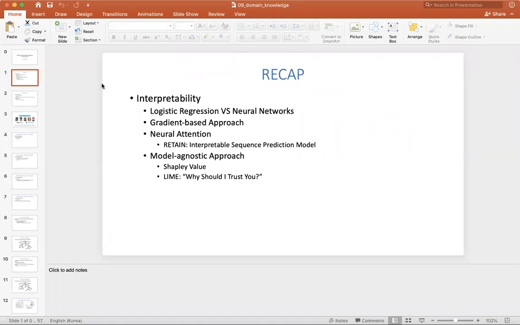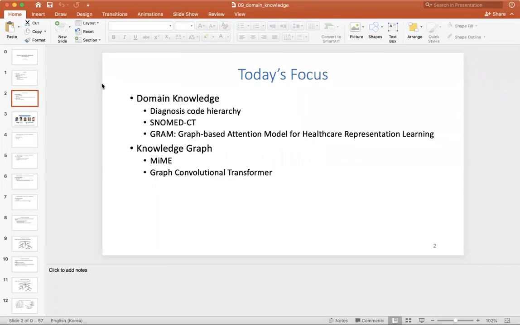Okay, so recap. Last time we talked about the visualization of RETAIN viz, and then the model-agnostic approaches, Shapley value and LIME, and then we talked about representation learning, how you can learn representations of not only the patients but also the diagnosis codes. So we've seen some examples applying Word2Vec on electronic health records. And today will be the extension of that using domain knowledge.